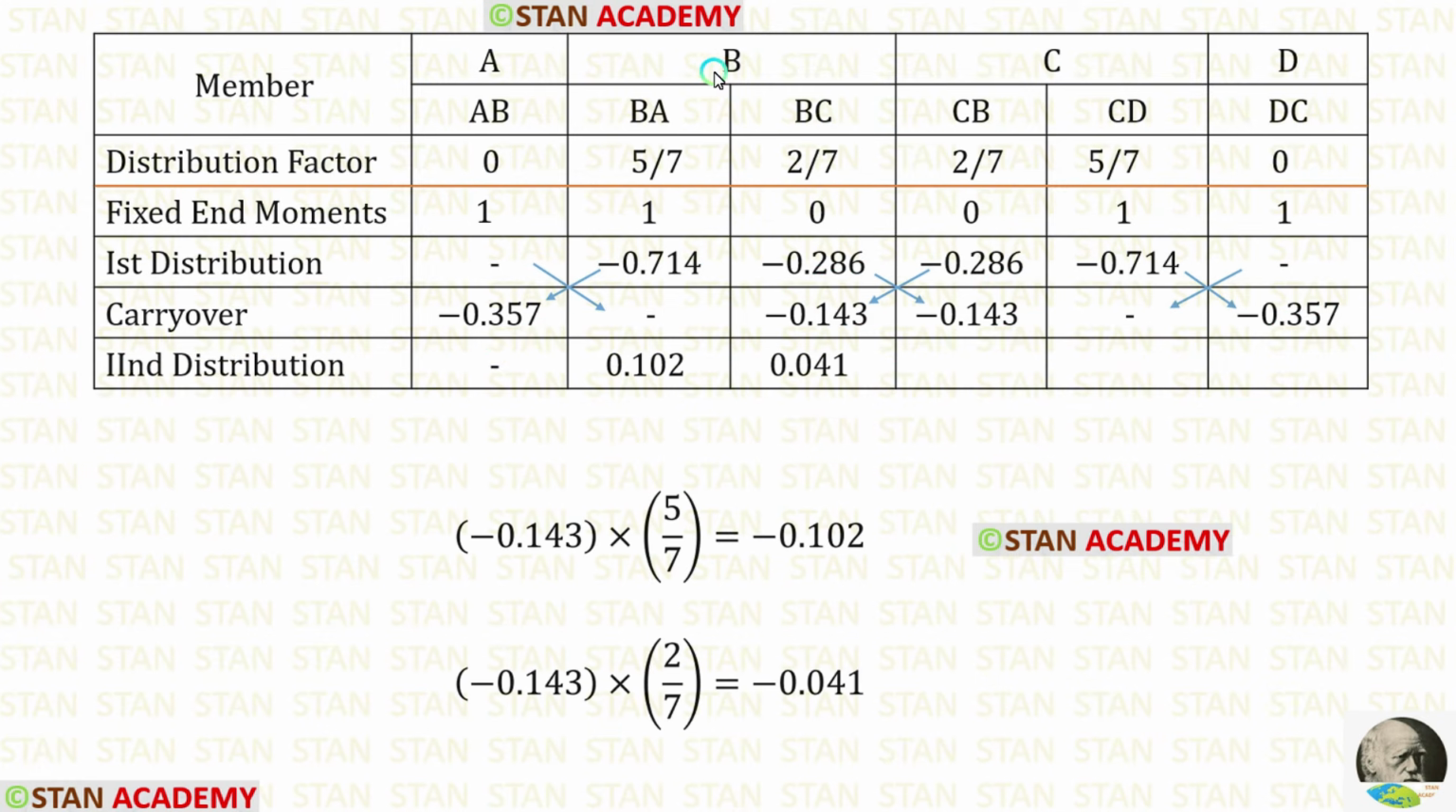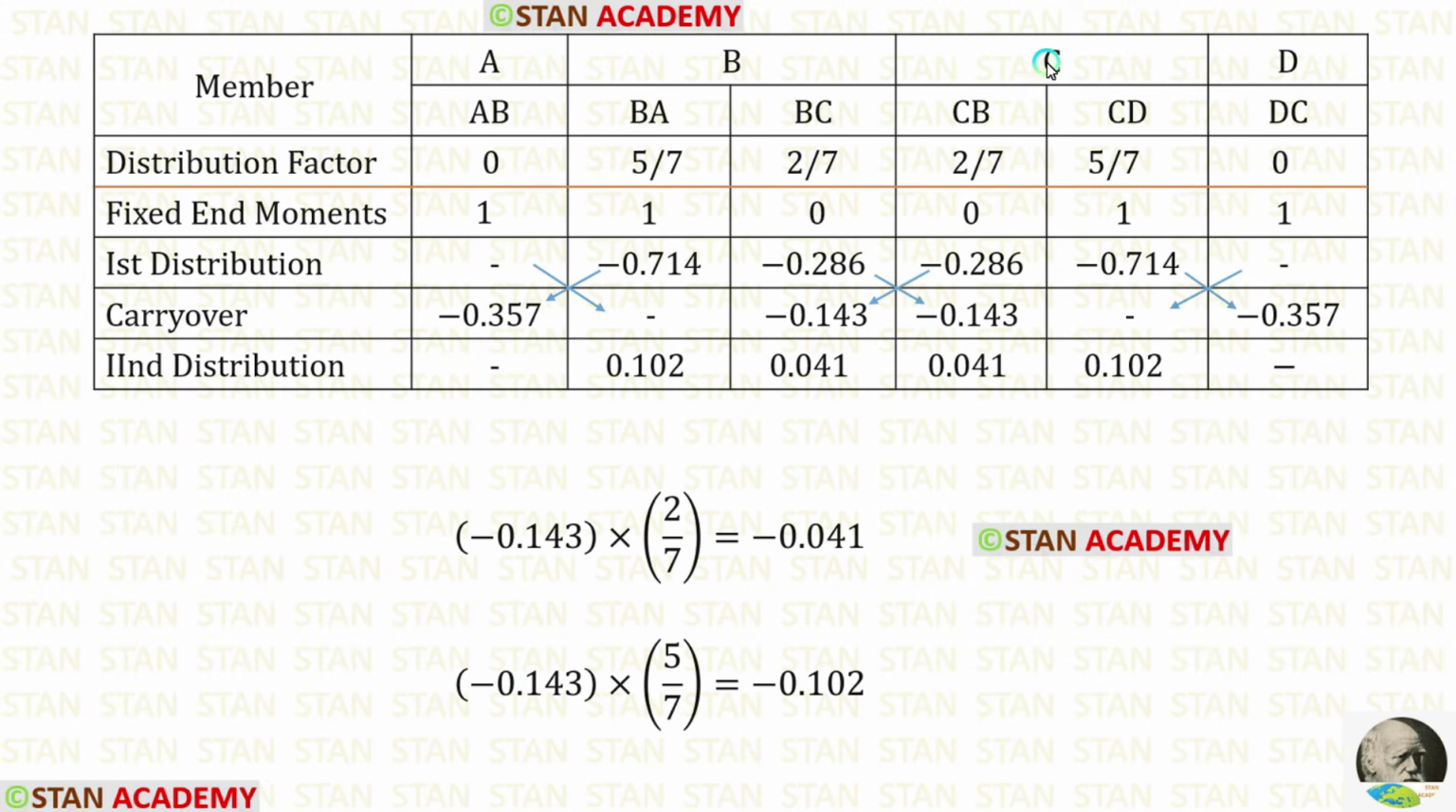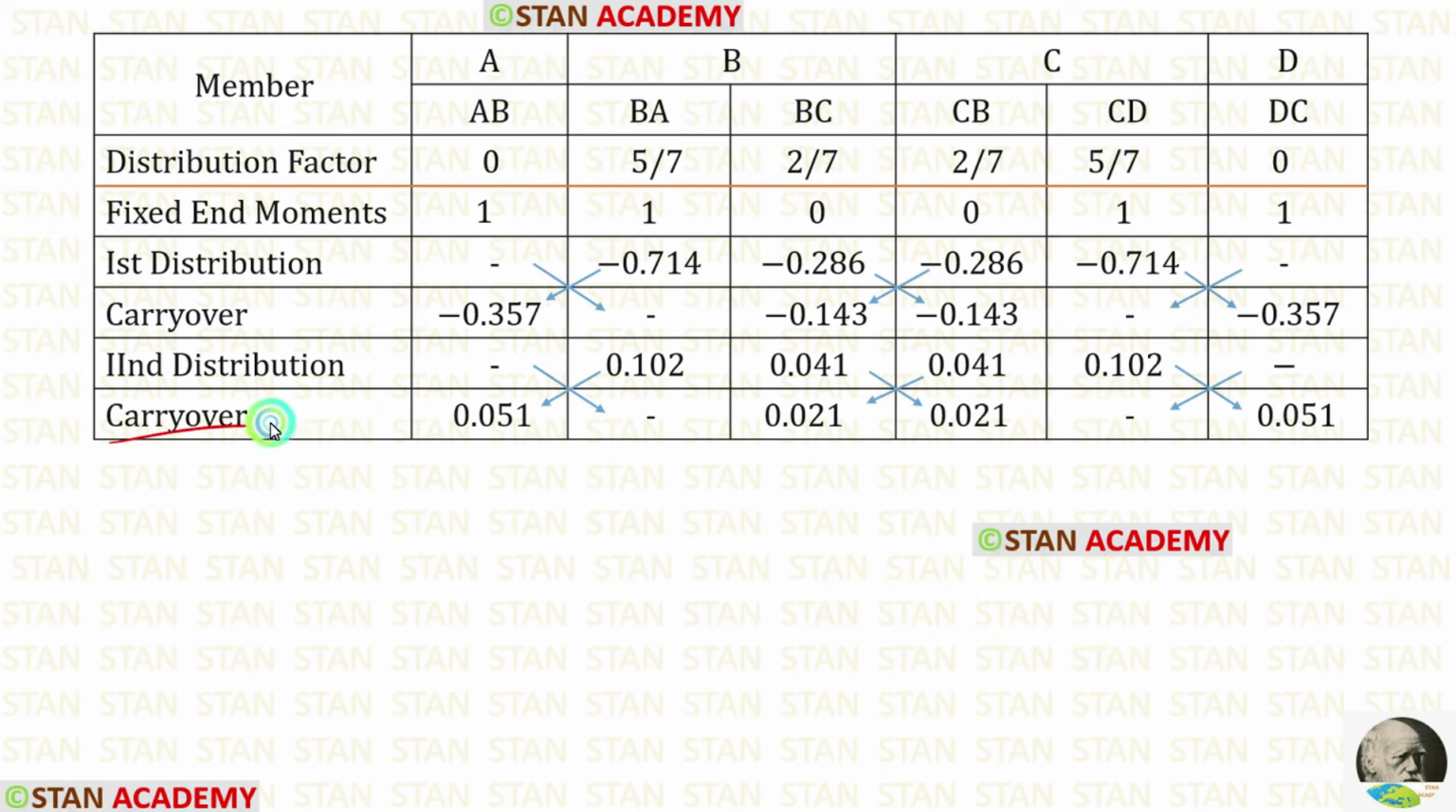Now let us do the second distribution in the joint B. For that we have to multiply this value with the distribution factors. When we do that, we are getting negative values, so we have to enter them as positive. Now let us do the second distribution in the joint C. For that we have to multiply this value with the distribution factors. When we do that, we are getting negative values, so we have to enter them as positive. Now let us do the carryover. For that we have to divide these values by 2 and enter the answers.